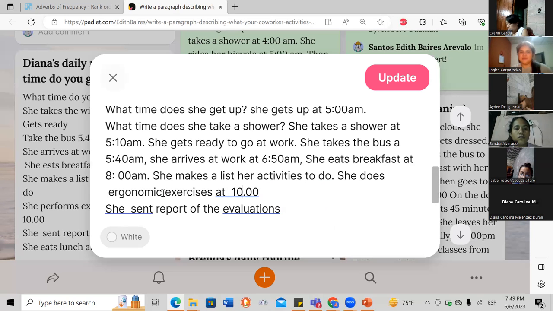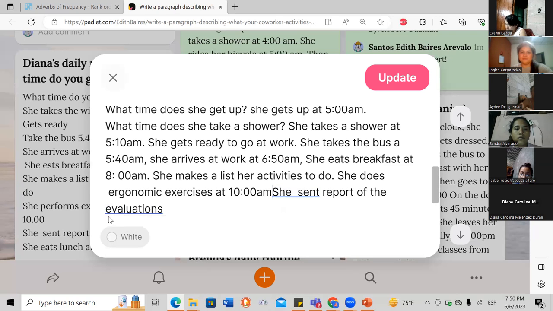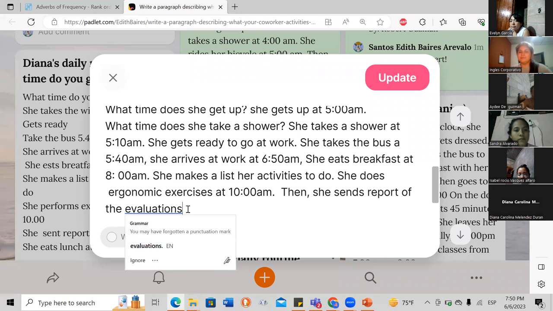At 10 a.m. Okay. She sends then and después. She sends, ella envía, she sends reports. ¿Sí? El de 10 de la mañana no son ejercicios, esas son evaluaciones ergonómicas.